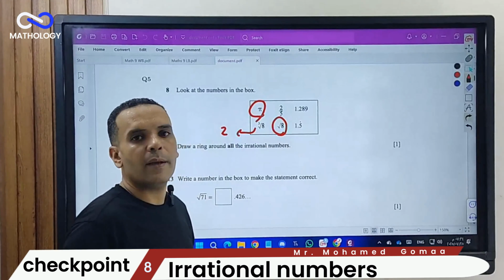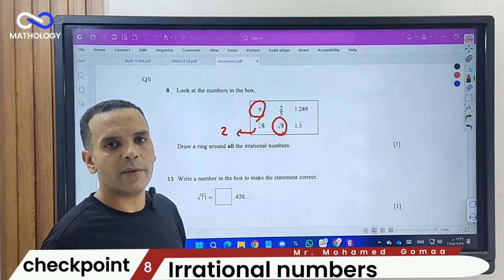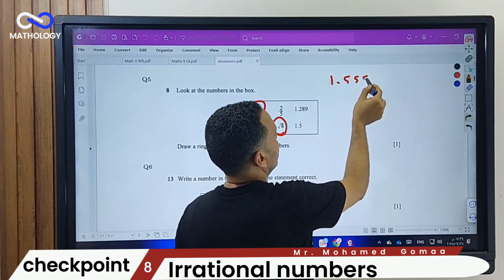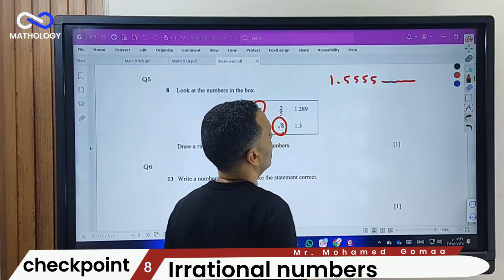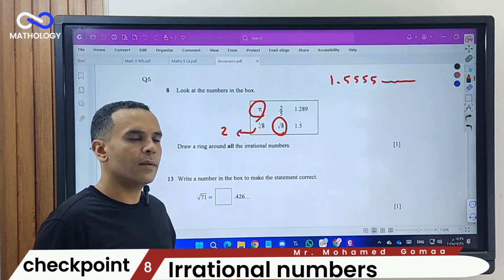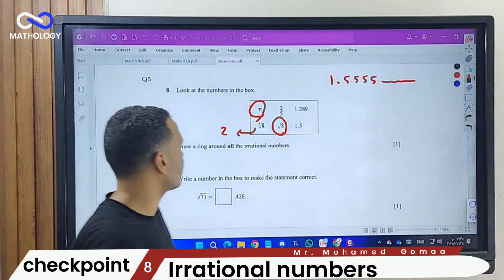1.5 recurring, this number is rational. 1.5 recurring, like this one, 1.5, 5, 5, 5, and so on. It will be rational. All the recurring decimals are rational numbers.